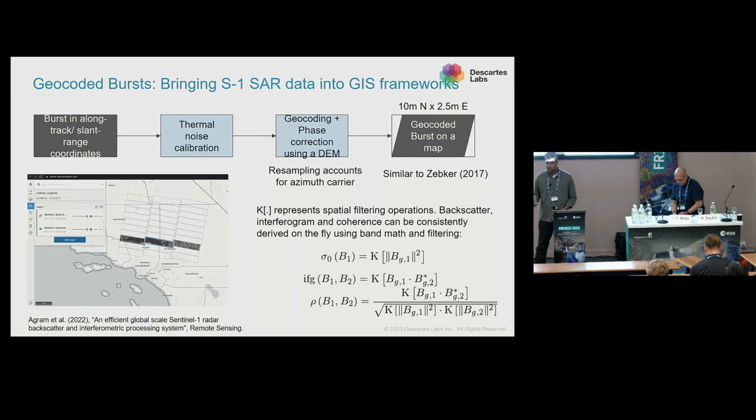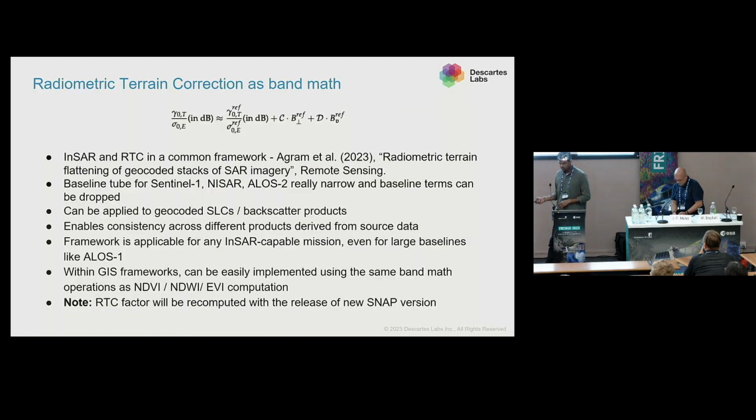This is very similar to the geocoded SLCs that Howard Zebker proposed in 2017, but he proposed focusing the data directly onto a geocoded grid. If you're able to do that with all calibration accounted for, great. In this pipeline, we start with the calibrated SLCs and do the geocoding. Like I said, radiometric terrain correction, I refer you to the paper that came out earlier this year.